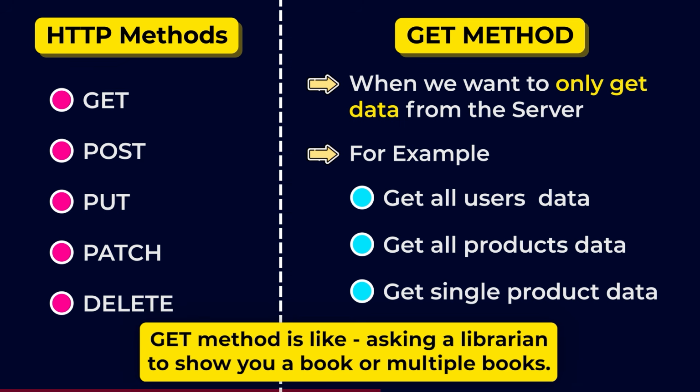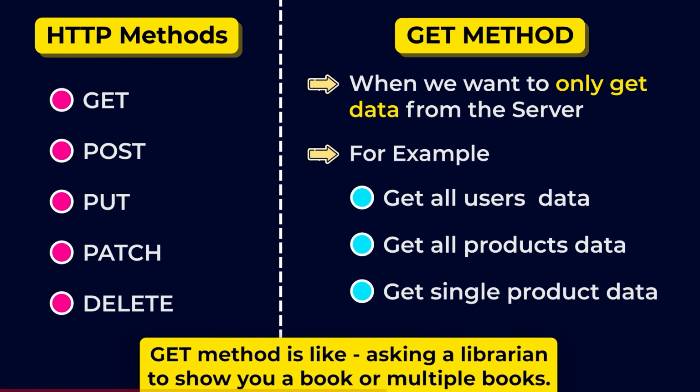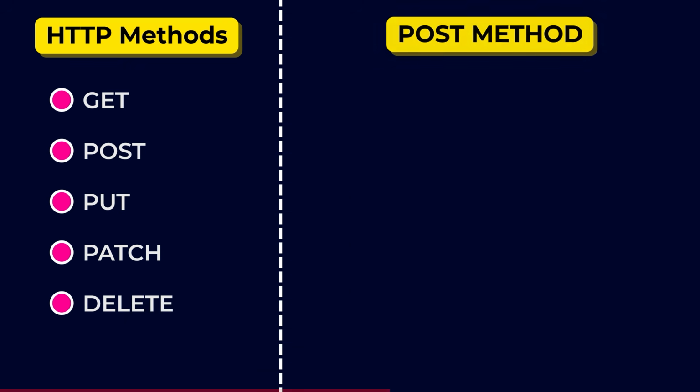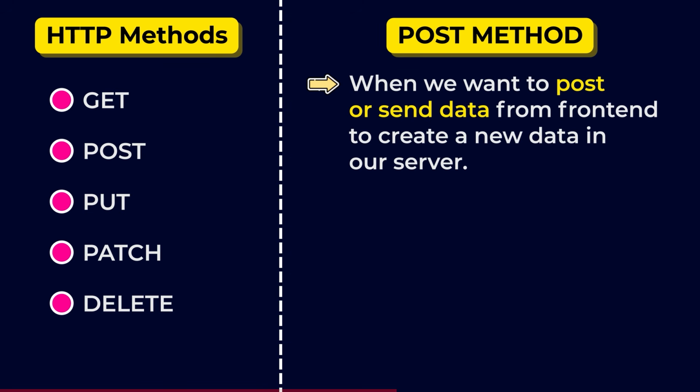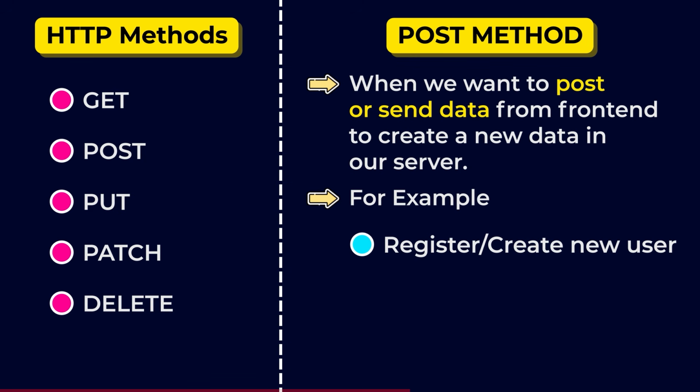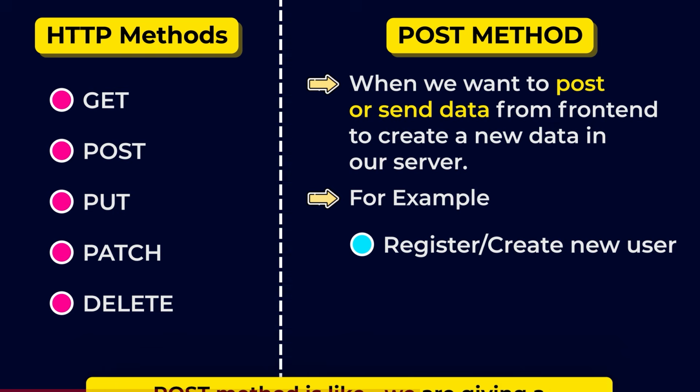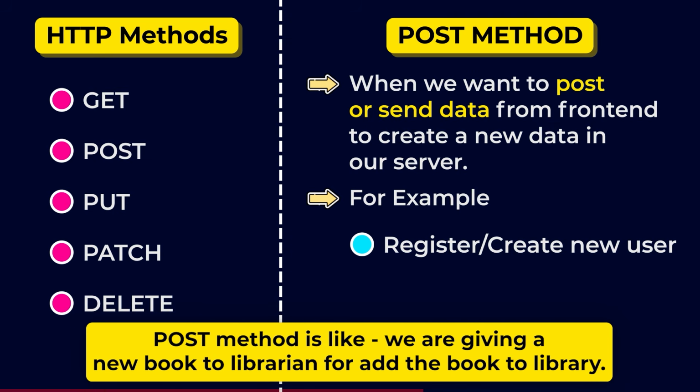Don't worry about implementation, we will see all methods step by step in this section. Second, we have the POST method. We use the POST method when we want to send some data from the frontend to create new data in our server. For example, to register a new user, we have to send user data from the frontend and that will create new data in our server. Think of it like giving a new book to the librarian to add the book to the library.